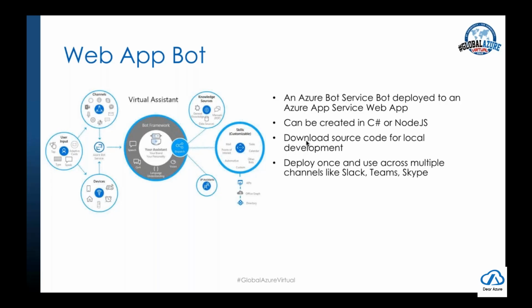And like I said, the bot service enables us to deploy this web app bot once in a web app and then consume it across multiple channels. This is done through the channels feature, wherein we can configure a channel to be created for each such application like Slack, Teams, or Skype, or any custom client-side application that we have in which we want to use that bot.